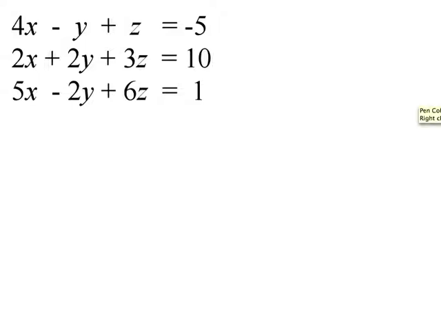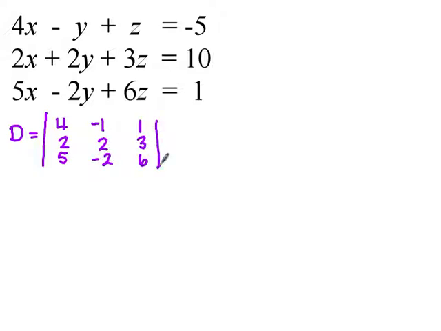Okay, I'm first of all just going to write the determinants. So what would just D be? What's D going to look like? 4, negative 2, negative 2, 1, 3, 6. Okay, then we've got Dx. Let's see how well you pick up on this one. Negative 5, 10, 1. Very good. The y and the z stay the exact same.